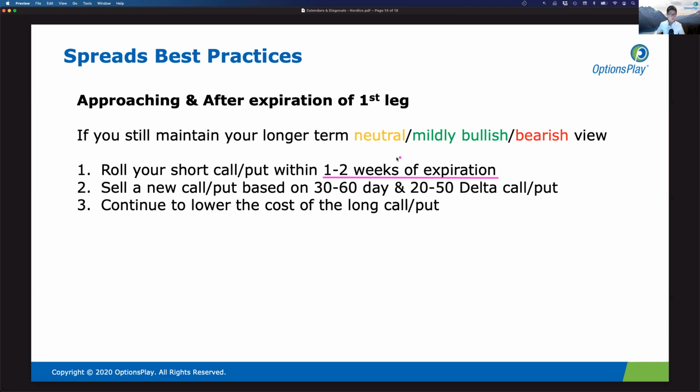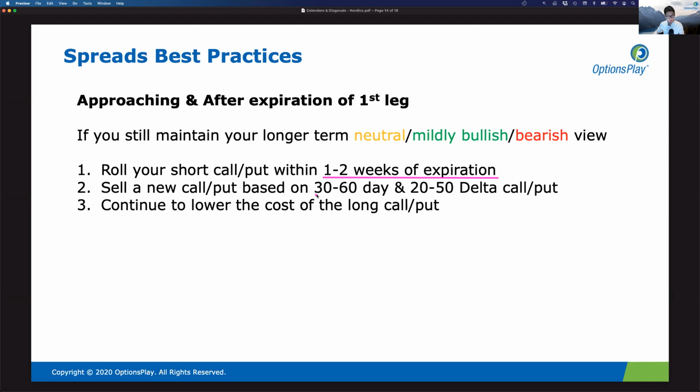So if you're neutral, you sell a calendar spread. If you're mildly bullish, you sell a call diagonal spread. If you're mildly bearish, you sell a put diagonal spread. But depending on what your views are, so if let's say you're neutral this month and you sell a calendar spread, and next month you're mildly bullish, you might want to adjust that to a diagonal spread. So you want to adjust it based on your views over the next month.